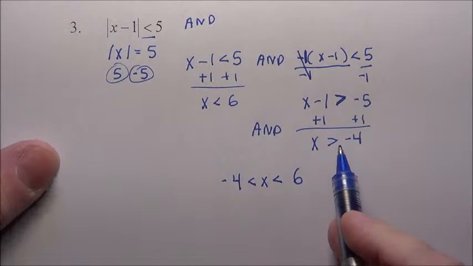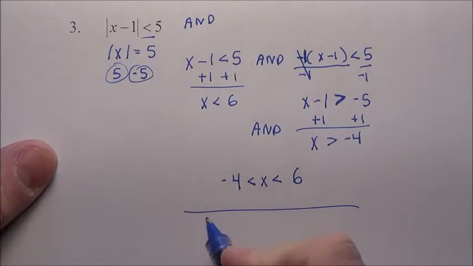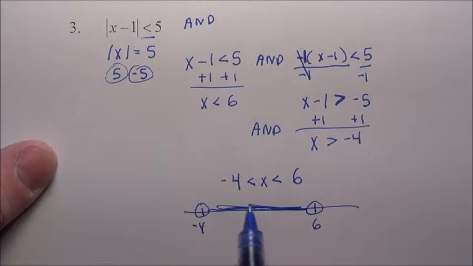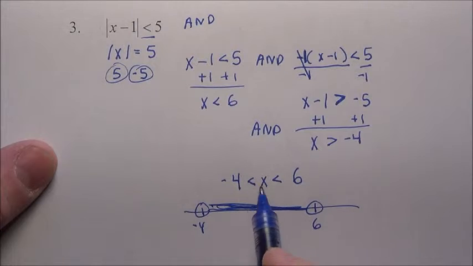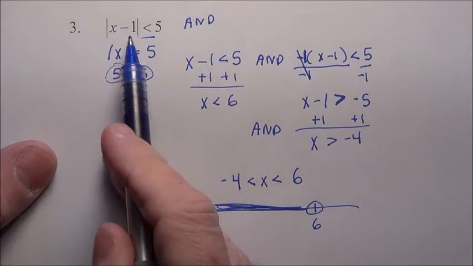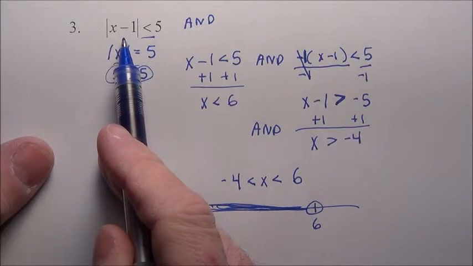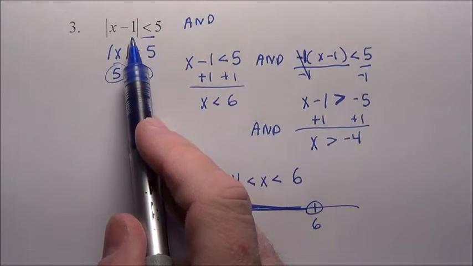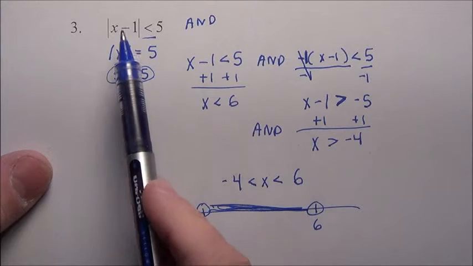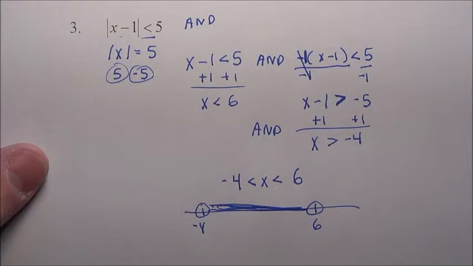The solution is this inequality right here. If you do a number line, it goes from negative 4 to positive 6. It's everybody in between. And so that's what we have written right here. X is between negative 4 and 6. We pick 0. 0 minus 1 is negative 1. The absolute value of negative 1 is 1. 1 is less than 5. As long as you're below 6 yet bigger than negative 4, you're going to be a solution to this absolute value inequality problem.